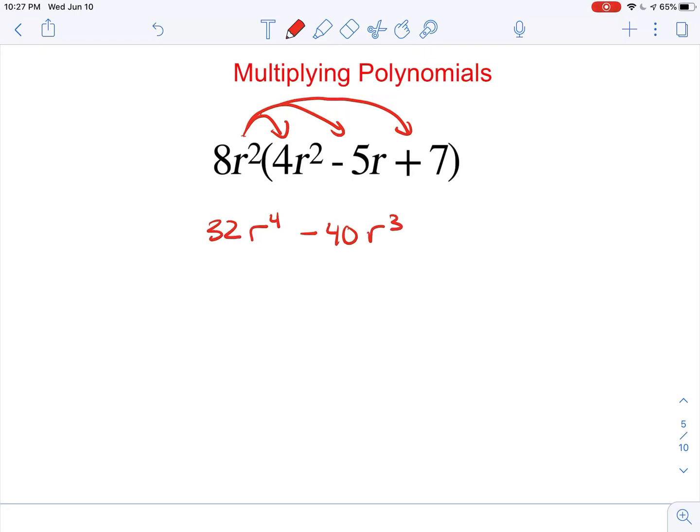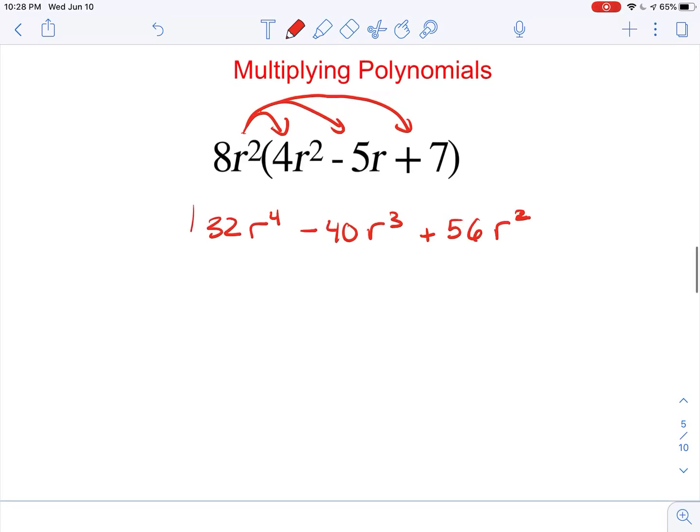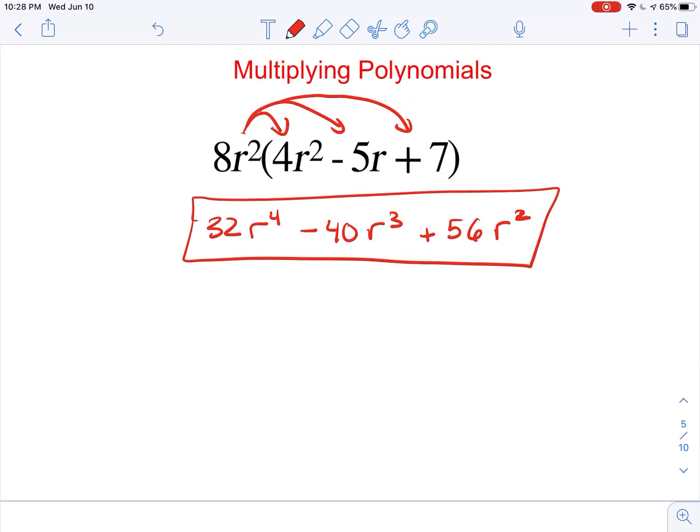Now 8r squared times minus 5r, so we have a minus sign. We have 40 from 8 times 5, and we get r to the third power. And the last one, 7 times 8 becomes 56. No r's to combine. So we get 56r squared. Now we check, is it in standard form? It is. So we are done.